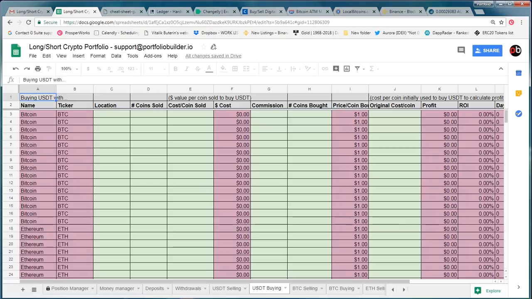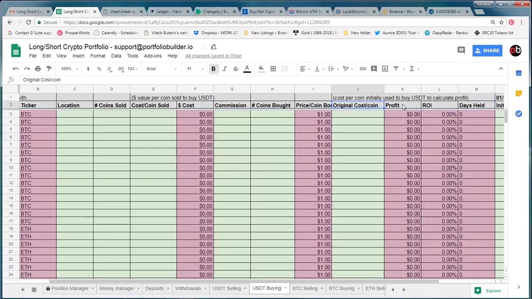If we go to, I'll just real quick, it's the same columns: location, number of coins sold, cost per coin sold. This is the value of the coin you're selling, the cryptocurrency value, the commission cost, the number of coins bought, and we're asking you to fill out the original cost per coin. So we'll get into more detail of how to look up that when I build a fake model portfolio right in front of your eyes right here.